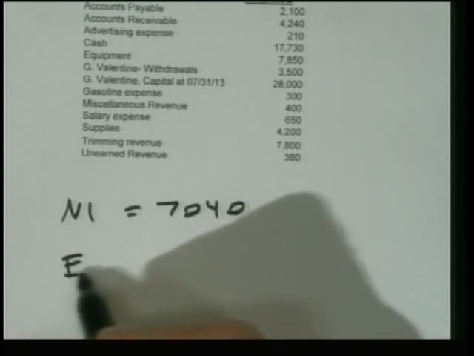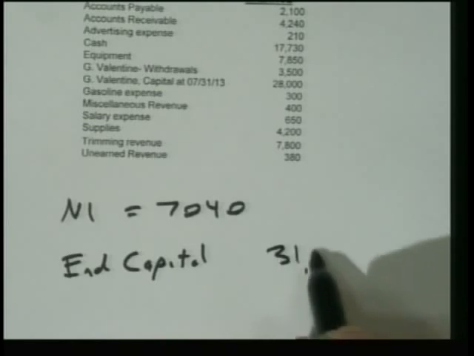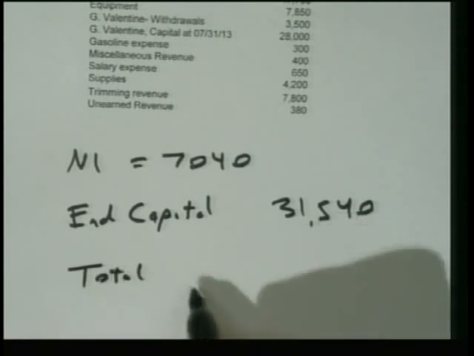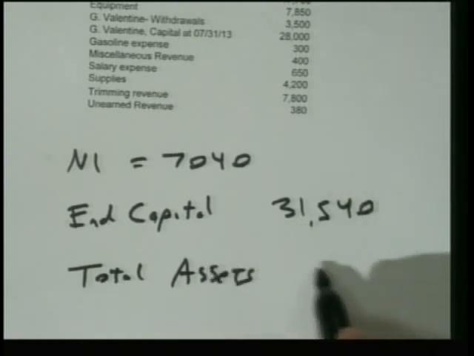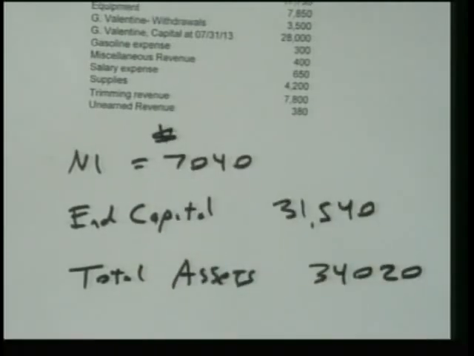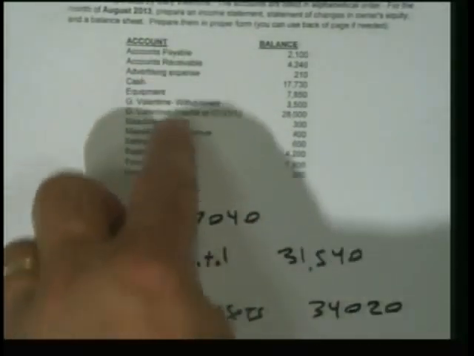The ending capital on the statement of equity is going to be $31,540. And on the balance sheet, the total assets will be $34,020. Those are all dollar figures. Okay? Now, you're going to notice something different on this Valentine tree trimming. Take a look at the list of accounts. What is different? What's different about my list of accounts? Look at it real quick.